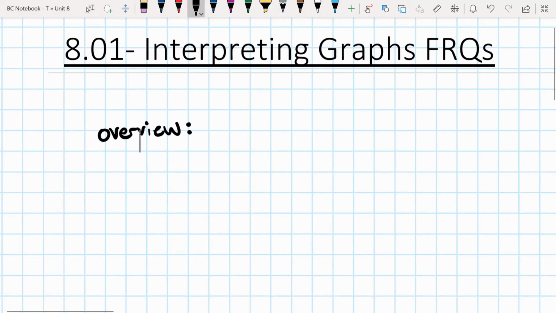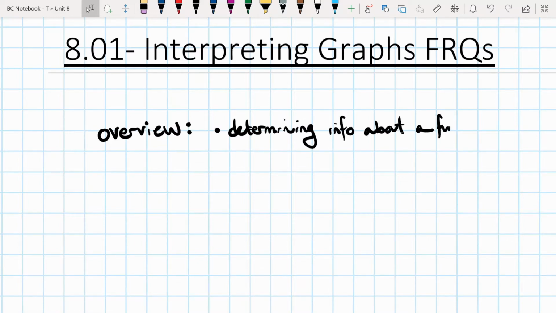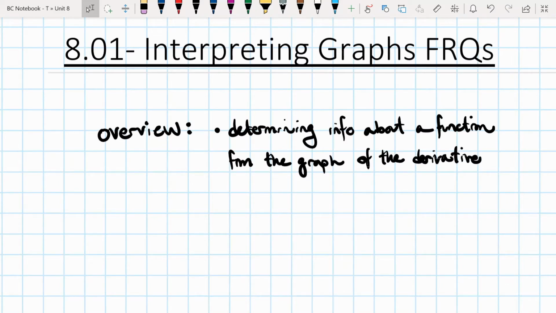So the basic idea behind these questions is that we're determining info about a function from the graph of the derivative, typically. And that's going to be represented a few different ways.